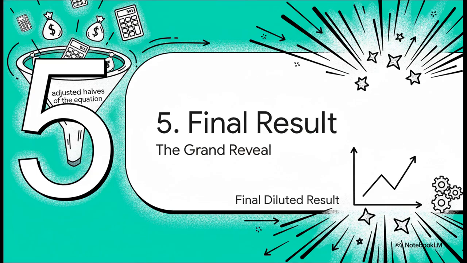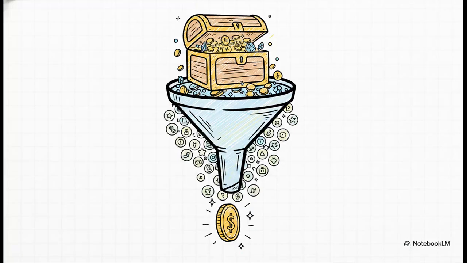The final diluted result. This is the grand reveal. Okay, let's bring it all together. We take our adjusted numerator, that's the 932,000 ringgit of assumed profit, and we divide it by our adjusted denominator, the 1,100,000 assumed shares. Do the math, and it gives us a final diluted EPS of exactly 84.7 cents.